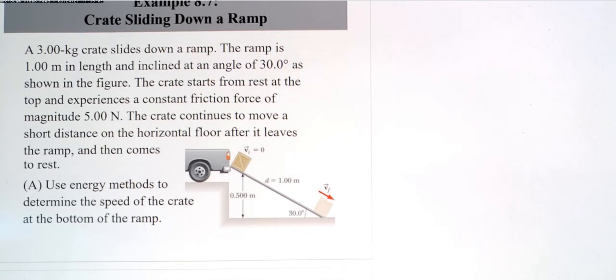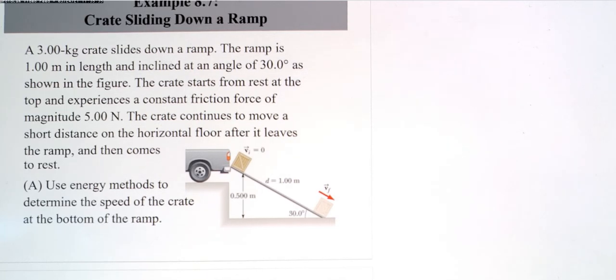A 3 kilograms crate slides down a ramp. The ramp is 1 meter in length and inclined at an angle of 30 degrees, as shown in the figure. The crate starts from rest at the top and experiences a constant friction force of magnitude 5 newtons. The crate continues to move a short distance on the horizontal floor after it leaves the ramp, and then comes to rest. A. Use energy methods to determine the speed of the crate at the bottom of the ramp.